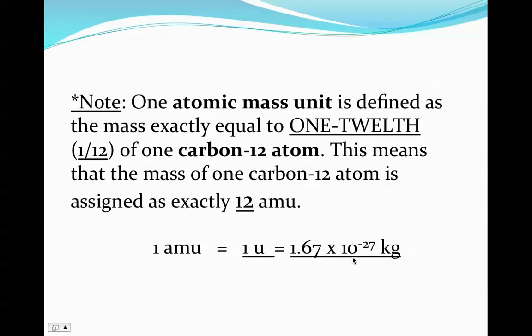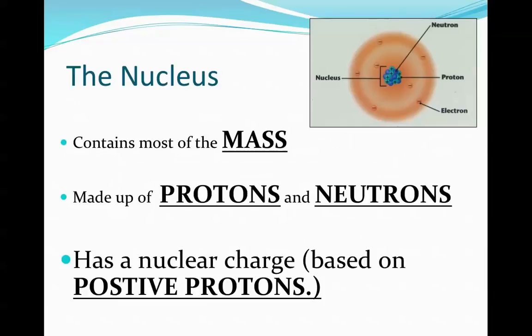Now, that atomic mass unit that I've been mentioning is defined as the mass of exactly 1/12 the mass of a carbon-12 atom. This means that the mass of one carbon-12 atom is assigned to be exactly 12 AMU. So just keep that in mind whenever you see a type of question that talks about what an atomic mass unit is based off of. Think about carbon-12 atoms, and then we're taking 1/12 of them in order to define this mass unit.